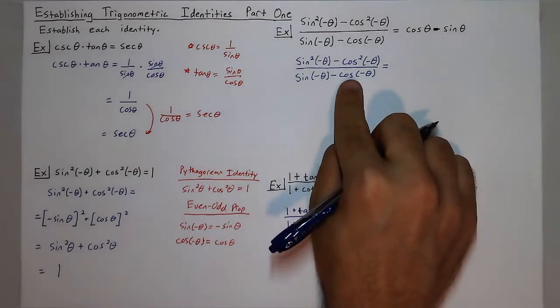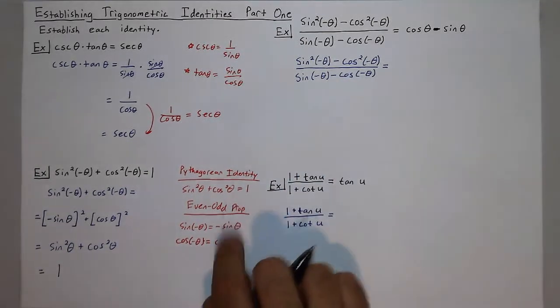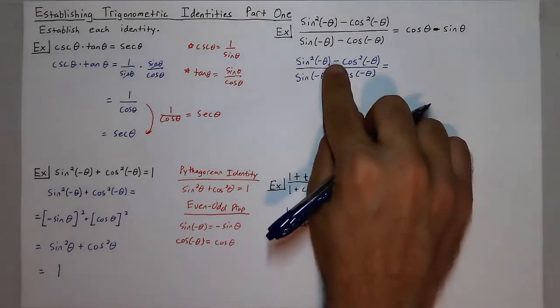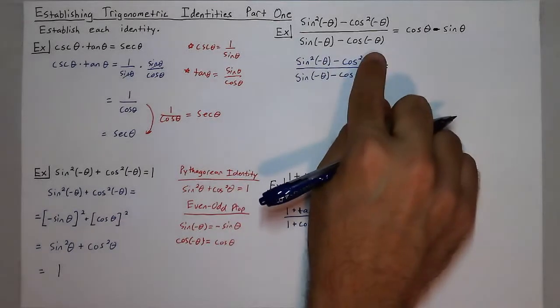Next up, we have a very similar situation with the even odd properties, but we don't have that plus in the middle, so we know that that top cannot equal 1.